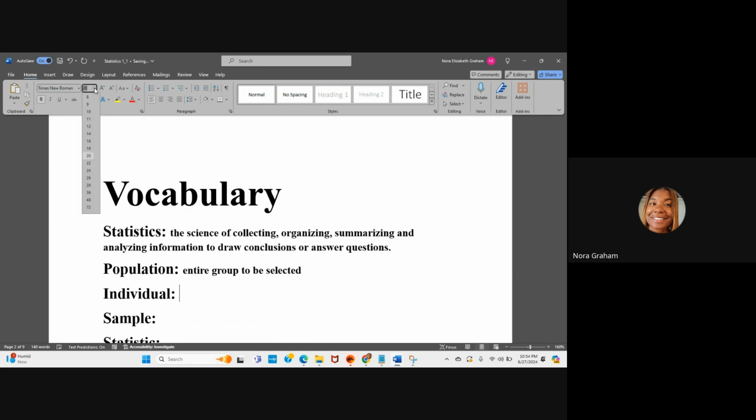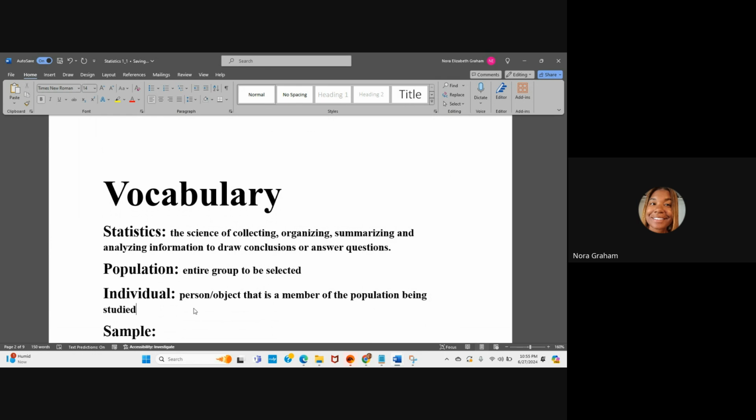And then when we're referring to individuals, that's just going to be a person or object that is a member of the population being studied. So it's just going to be like one of your data points. A specific individual or one of your data points is how we can look at that.